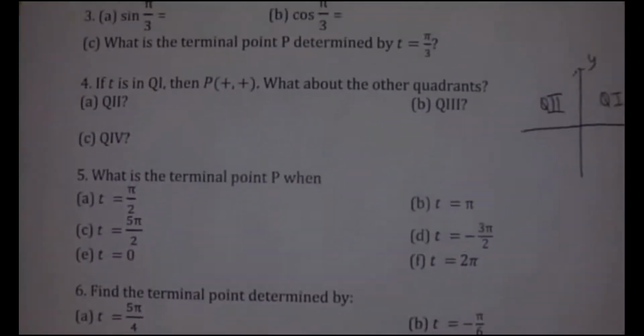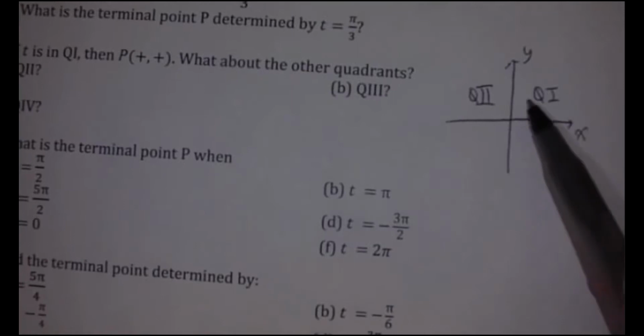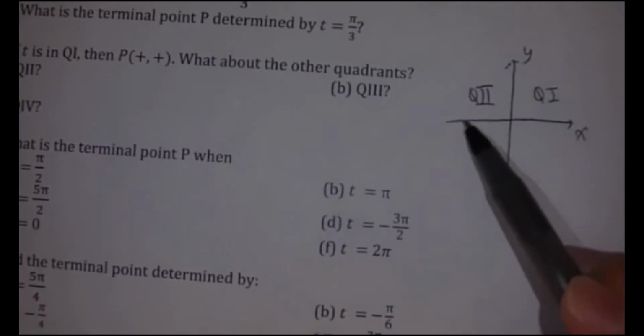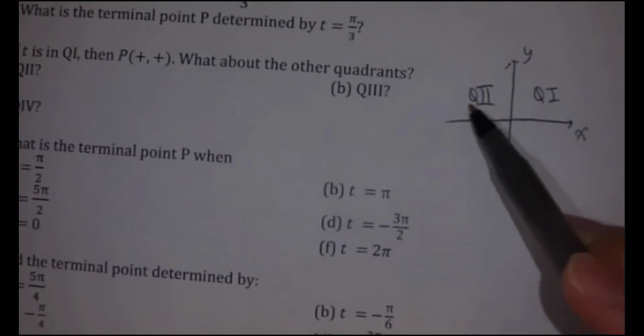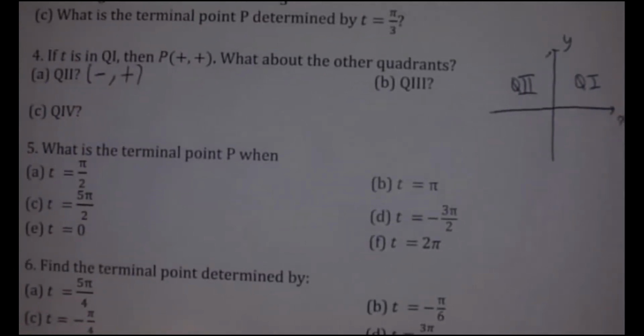right? Oh, sorry. I just realized we can't see my writing. Okay, sorry, let me backtrack. So quadrant 1, both x and y coordinates are positive. Quadrant 2, the x coordinate is negative, y coordinate is positive. Okay, so this is going to be negative, positive. Okay, all right, negative, positive.